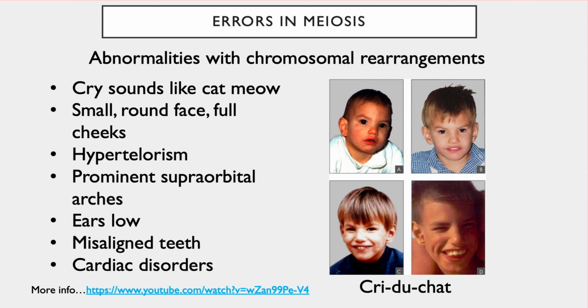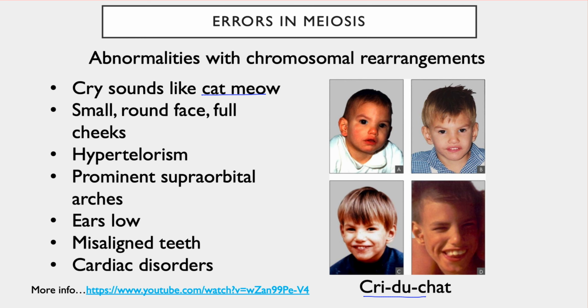Cri-du-Chat is a disorder where, when the baby is born, there are very distinct physical features that you can use to help you determine whether or not someone has this disorder. One thing is that the larynx of the baby was not fully developed, and it turns out when they cry, they sound like a cat's meow, which cri du chat is French for the cry of a cat. They have a very small round face. Their cheeks are pretty plump and full.